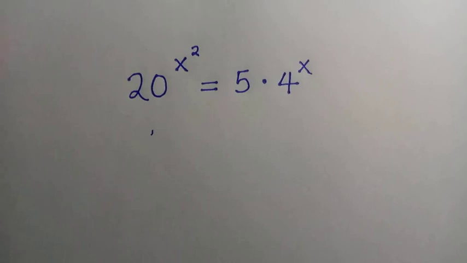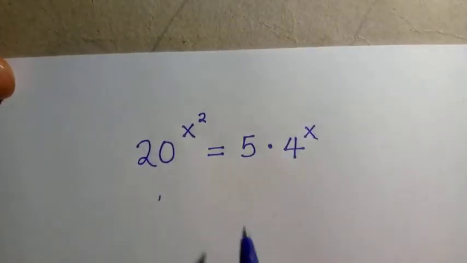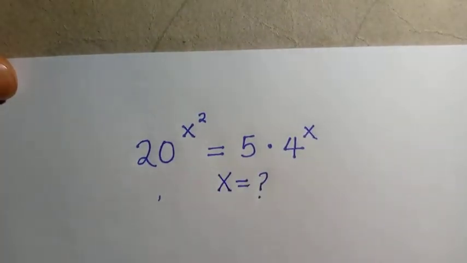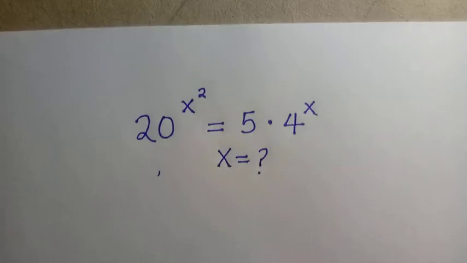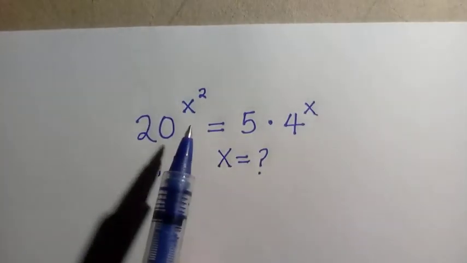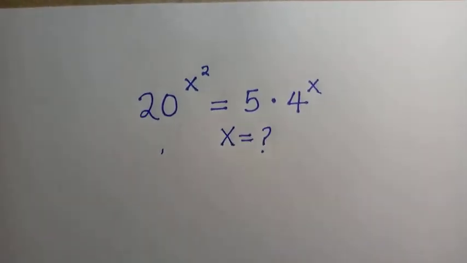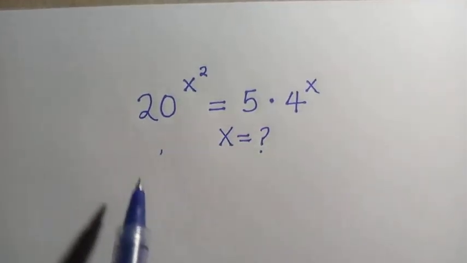How to solve this exponential equation for the value of x. The question says find the value of x that satisfies this. By inspection we get 1, but how can we get all the solutions? Because there are quadratic functions there. So the first thing we are going to do is rewrite this thing.